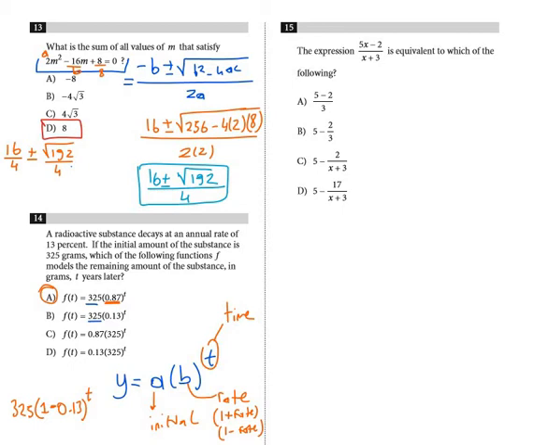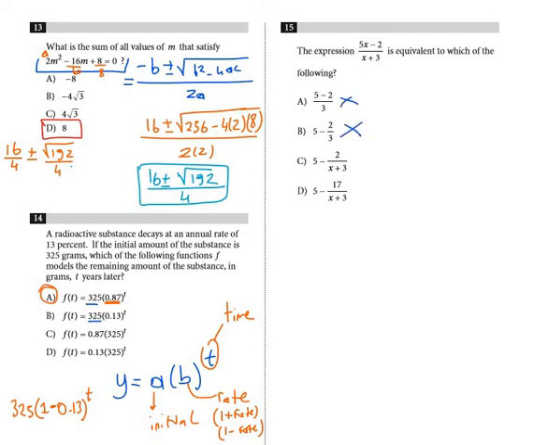Question number 15. The expression (5x minus 2) over (x plus 2) is equivalent to which of the following? This is not factorable or divisible easily, so we're going to go from the options to the question. Obviously, option A and option B are not the answer because we have an x term here, and we don't have any x term there. Obviously, this cannot be the answer.